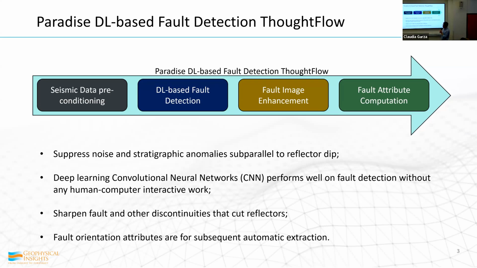Even though the AI result shows a superior result compared to conventional edge detection attributes, such as coherence and variance that you may use for edge detection, we still want to use an image processing based method, which we call fault image enhancement. It uses a 3D Laplacian of Gaussian filtering that enhances and sharpens your AI result. I will show some examples before and after this third step. With the enhanced image, we then run a structure tensor and calculate the orientation of the fault anomalies in your 3D seismic data.